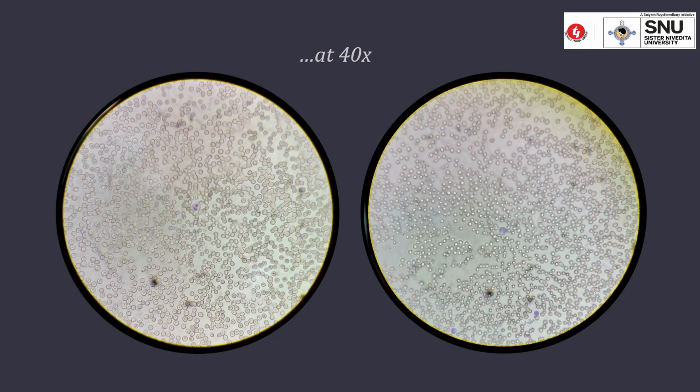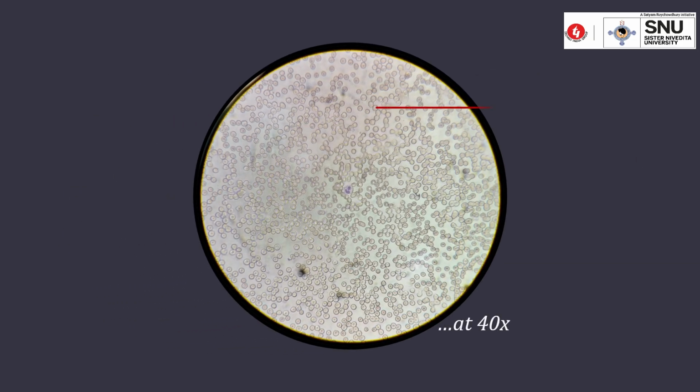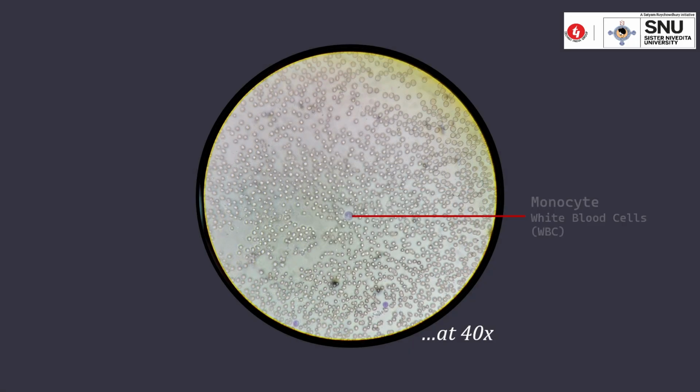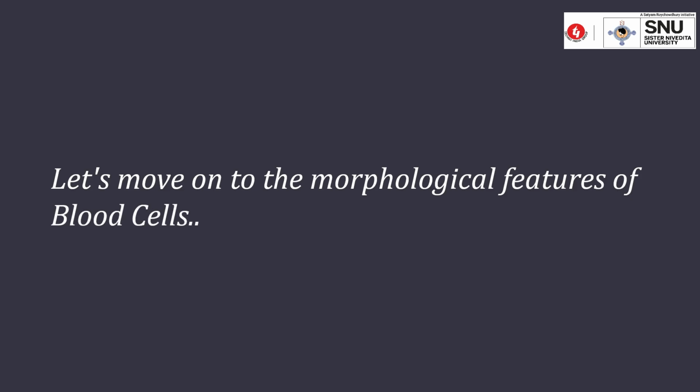Now, under 40x magnification, let's observe the blood cells clearly. These types of cells are called red blood cells. These types of cells are called neutrophils. These are monocytes and these are lymphocytes. Now, let's take a closer look at the morphological features of the blood cells we have observed.